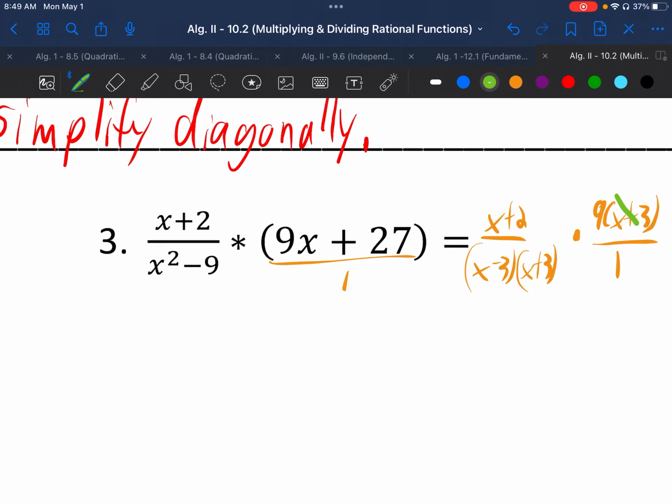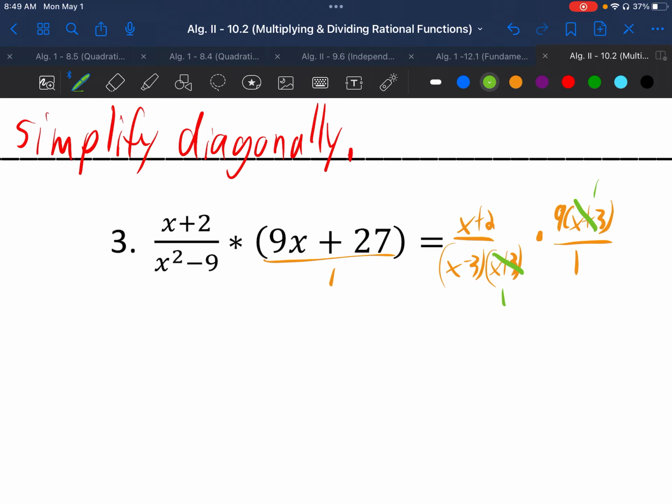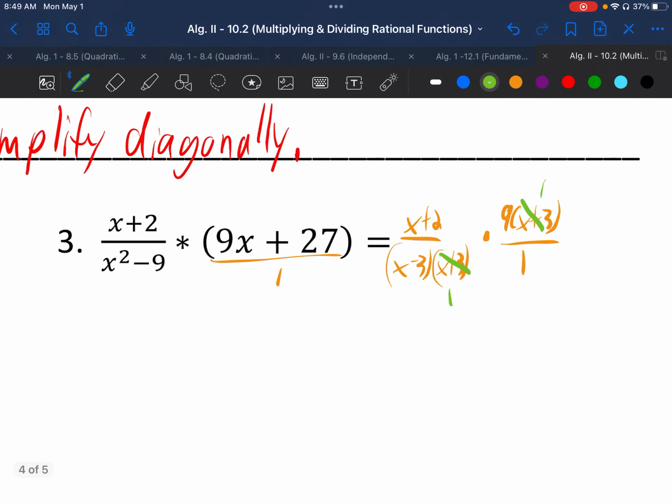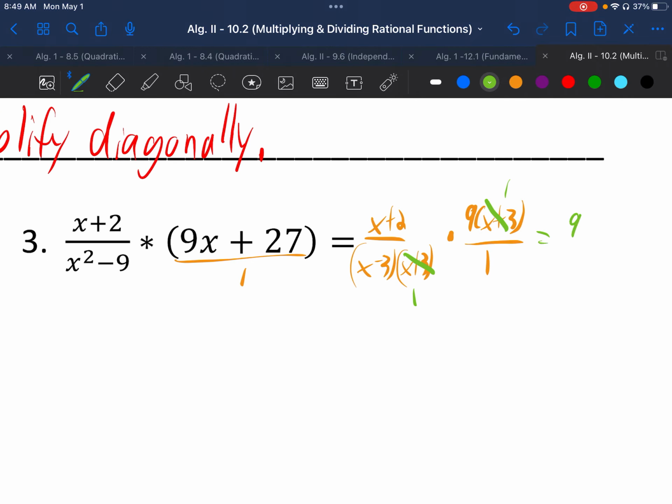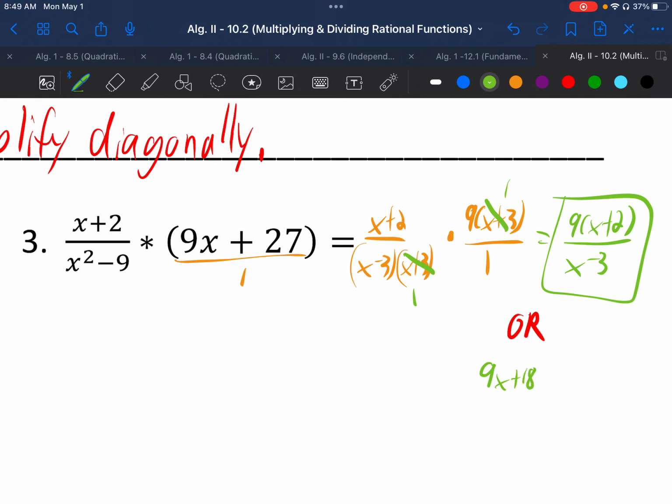And we now notice, oh, x plus 3 and x plus 3 reduce to 1 and 1. Nothing else seems to reduce. So just like before, you can have our answer written as 9 times x plus 2 and not distributed in over x minus 3. Or you could also leave your answer as 9x plus 18 distributing in that 9 over x minus 3. And either one's fine by me. Once again, I'm typically going to write my answer like this, just to showcase, hey, I did factor everything out.